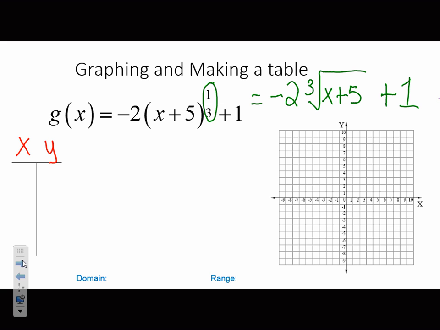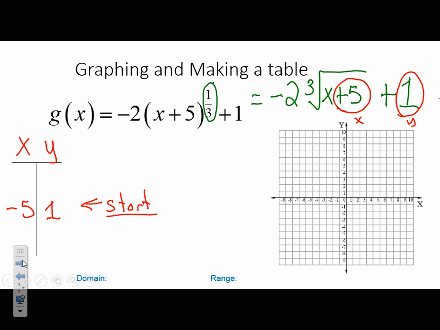We have x, y. This is going to be our start right in the middle. Whenever we do cube roots, we're starting in the middle. So for our x value, we have a positive 5. Our y value, we have a 1. Remember, we have to do the opposite of positive 5. So we're going to get negative 5, 1 for our start position. Do 2 above, 2 below. So I have negative 6, negative 7, negative 4, negative 3.